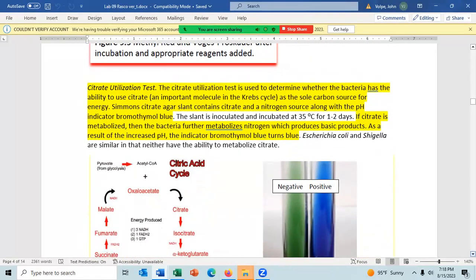All right, so indole, MR and VP, if it's positive, it is red. If it's negative, it's not red and it's usually yellow or yellowish.